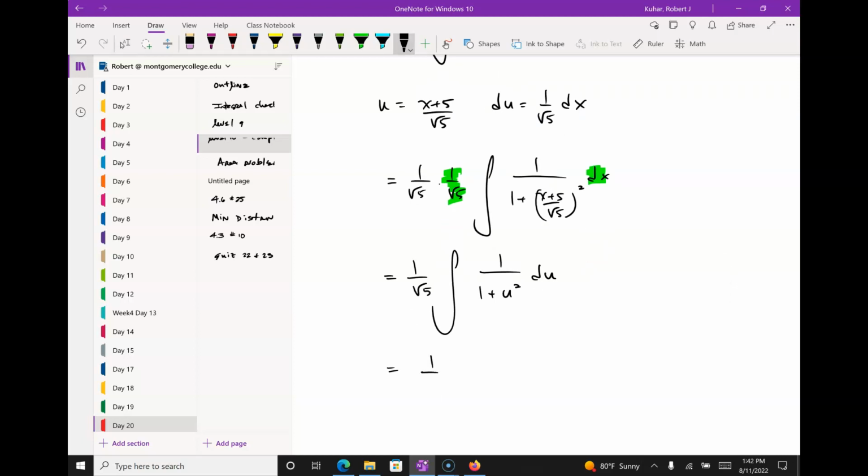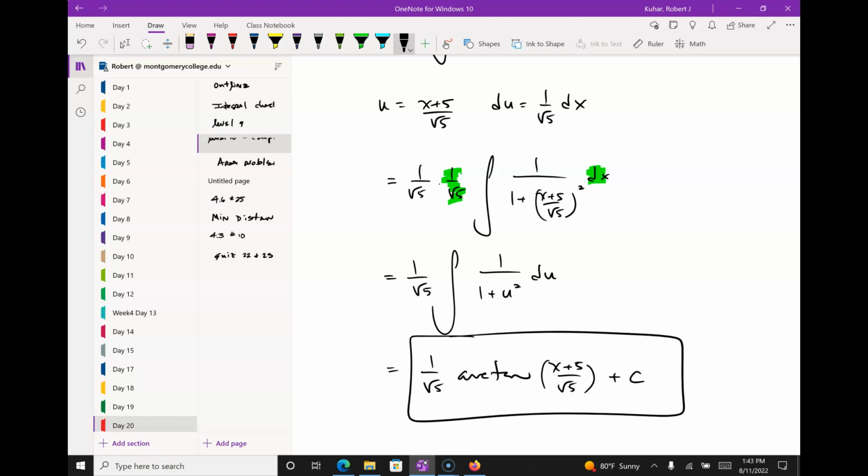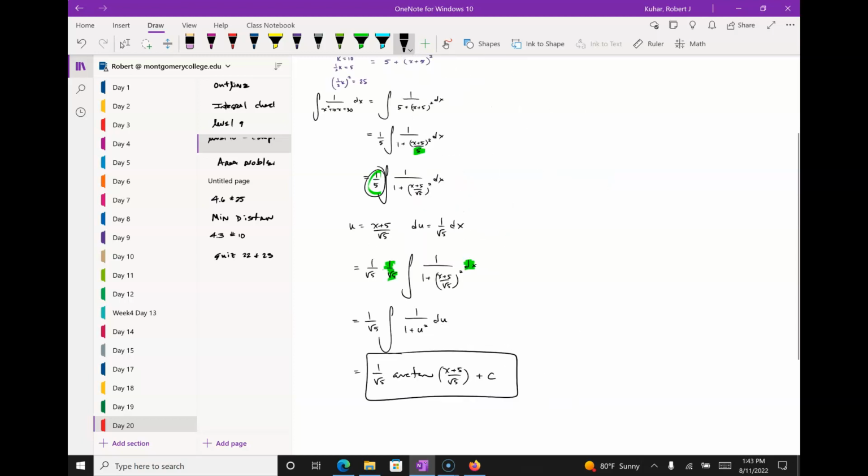So I finally get 1 over square root of 5 times the arctan of u, which is x plus 5 over square root of 5, all plus c. Say again? Yes.